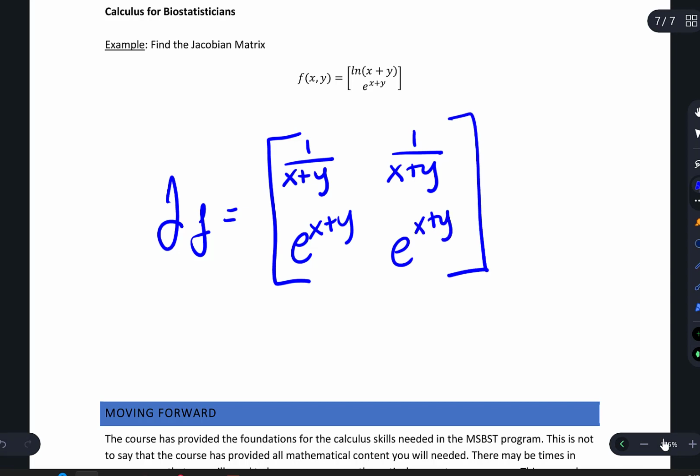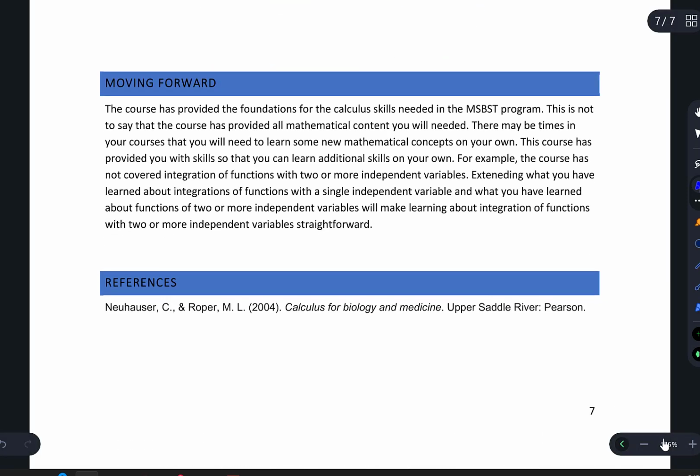So that is how you compute a Jacobian. And like I said, for right now, we're not really going to do anything with the Jacobian, but you do need to know how to compute those for the future. So moving forward, this course has provided a foundation for the calculus skills that you'll need in the MSBST program. It is not to say that this course has provided all mathematical content that you might need. There are going to be times in your courses that you'll need to learn some new mathematical concepts on your own. So this course was really designed to provide you with the skills so that you can learn the additional skills on your own.